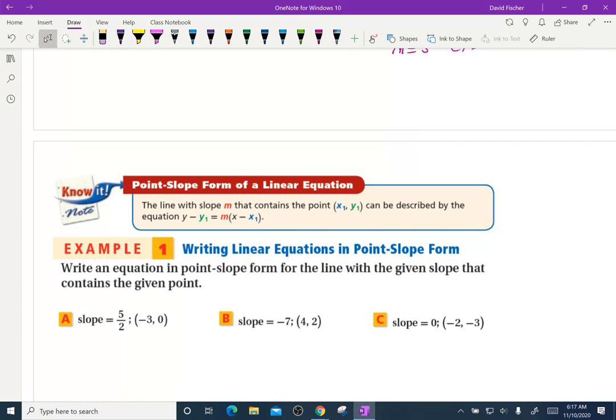Now, here's the important things that you need to know. Obviously, here's the slope. This is what we call point slope form. y minus y sub 1 equals m times x minus x sub 1. So these are coordinates. Of the coordinate, this is my x part. This over here is my y coordinate.